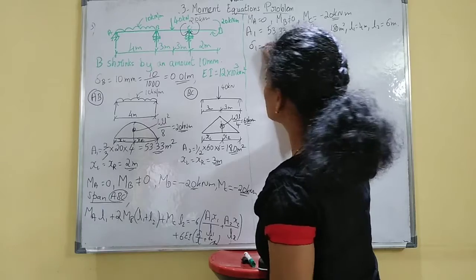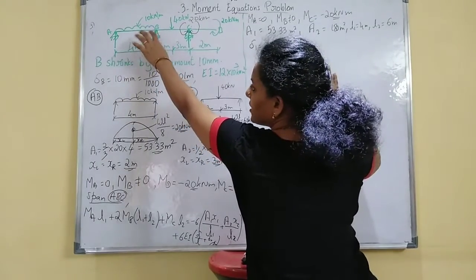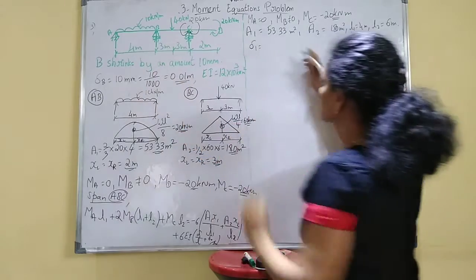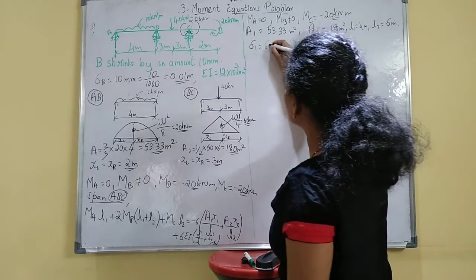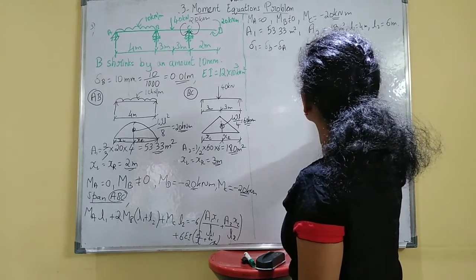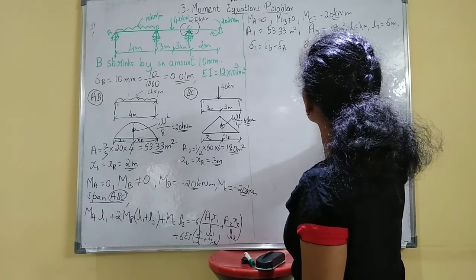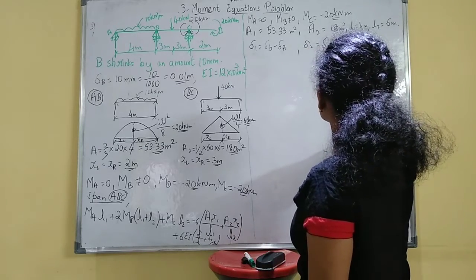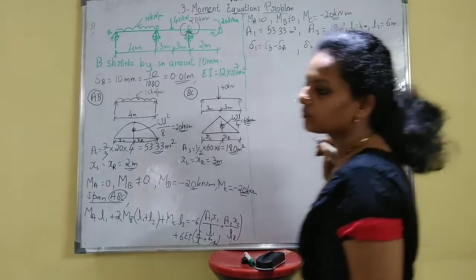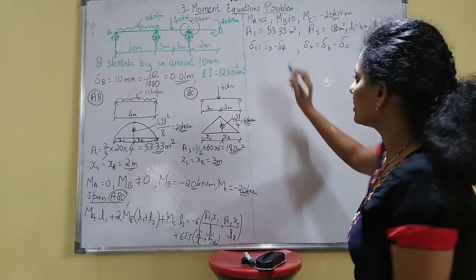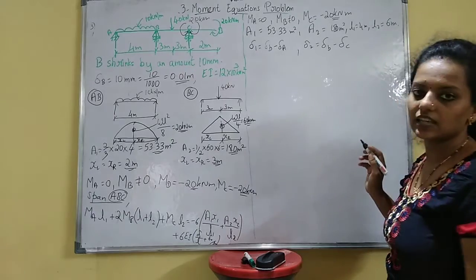Delta 1 is nothing but, so there is shrink in beam here. So it will be this minus this and this minus this. Delta 1 is nothing but delta B minus delta A, and delta 2 is nothing but delta B minus delta C. Okay. Now delta B is known, delta A and delta C is 0.